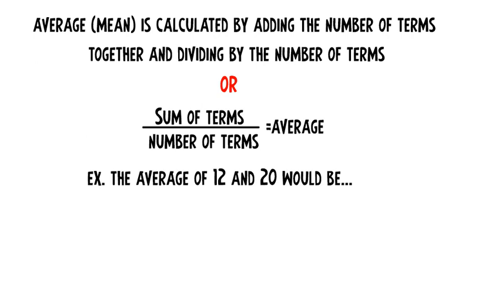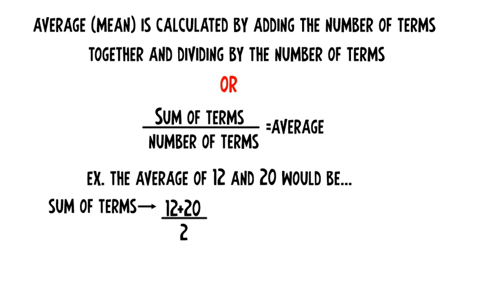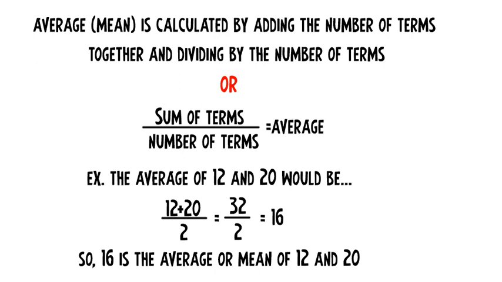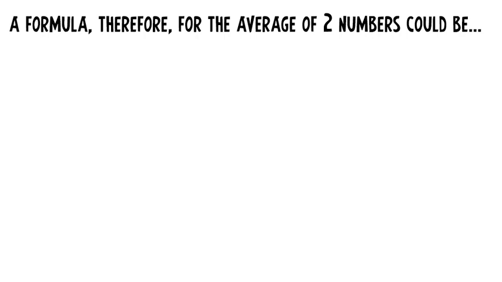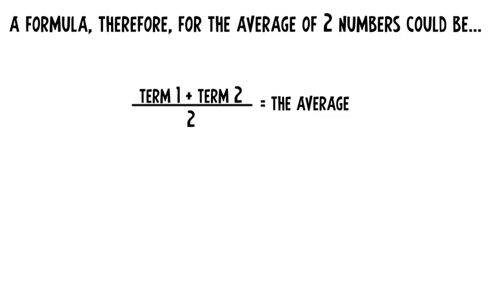So the average, if I had the numbers 12 and 20, would be 12 plus 20. 12 and 20 are the sum of your terms, and 2 is the number of terms because 12 and 20 are two different terms. That would equal 32 divided by 2, or 16, meaning 16 is the average or mean of 12 and 20. A formula, therefore, for the average of two numbers could be, if we wanted to, term 1 plus term 2 divided by 2 equals the average.